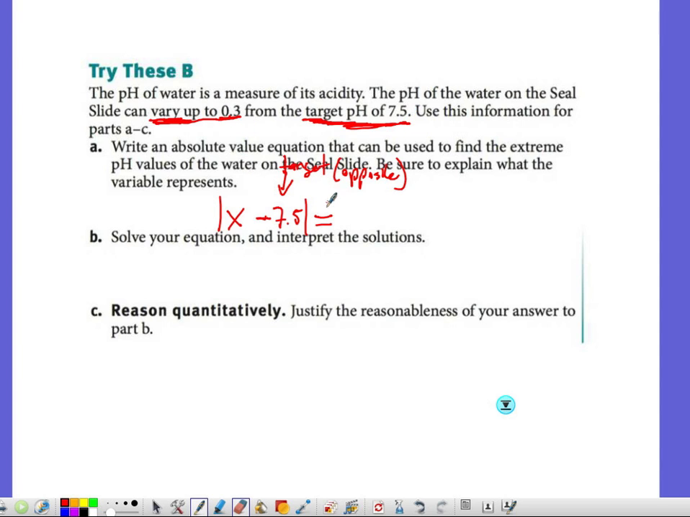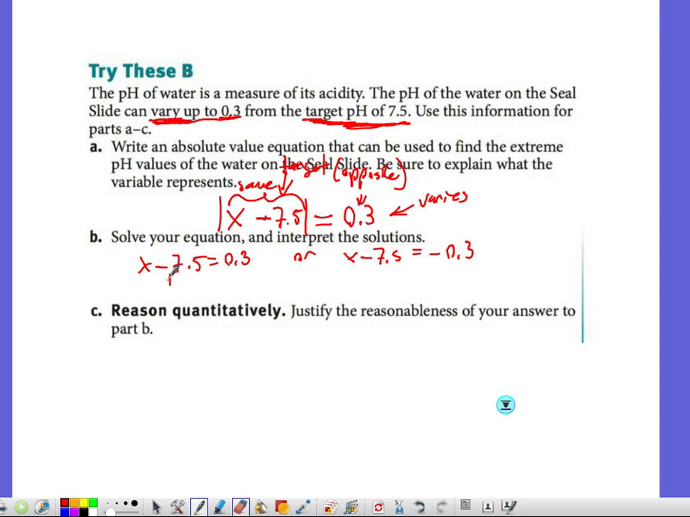And we also have what varies. What varies goes here. So we have 0.3. That is what varies. Okay, so now we can go ahead and solve the equation and interpret the solutions. Remember, the fundamental idea here is to take this right here. That stays the same. Here, since this is what varies, that's what changes. So x minus 7.5 equals 0.3, or x minus 7.5 equals negative 0.3.